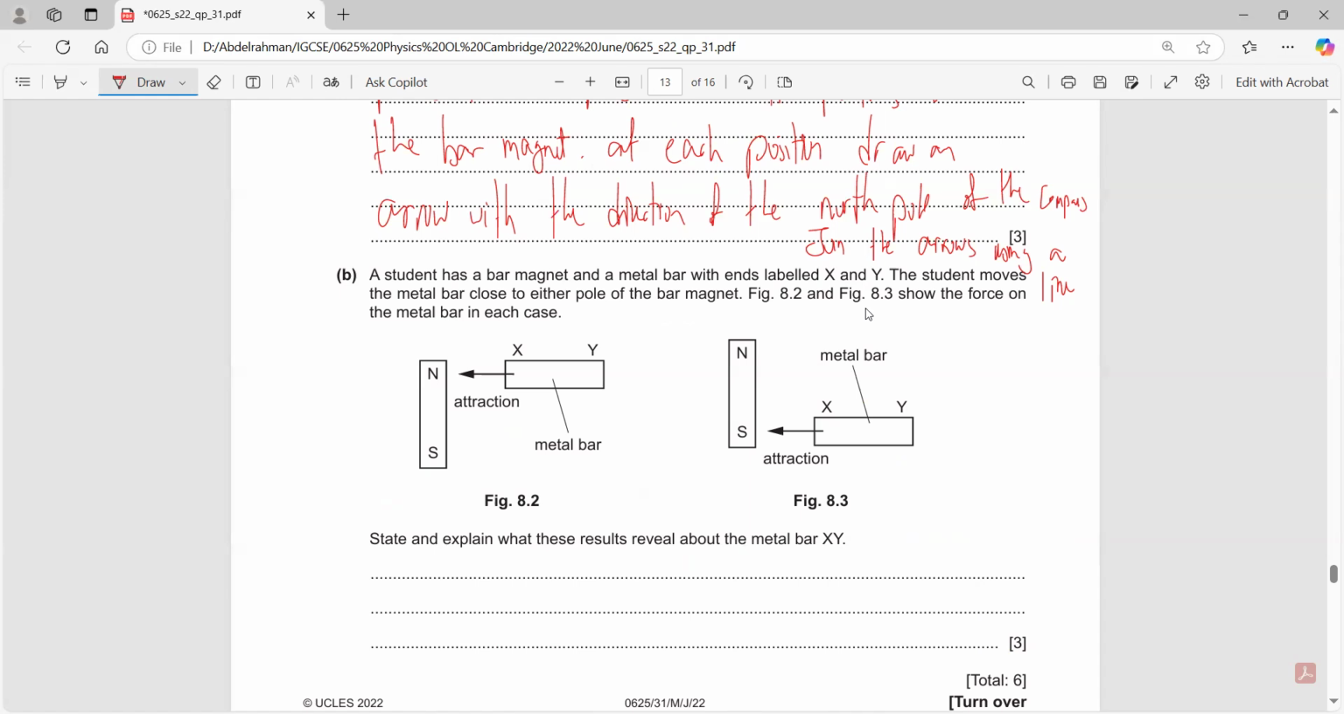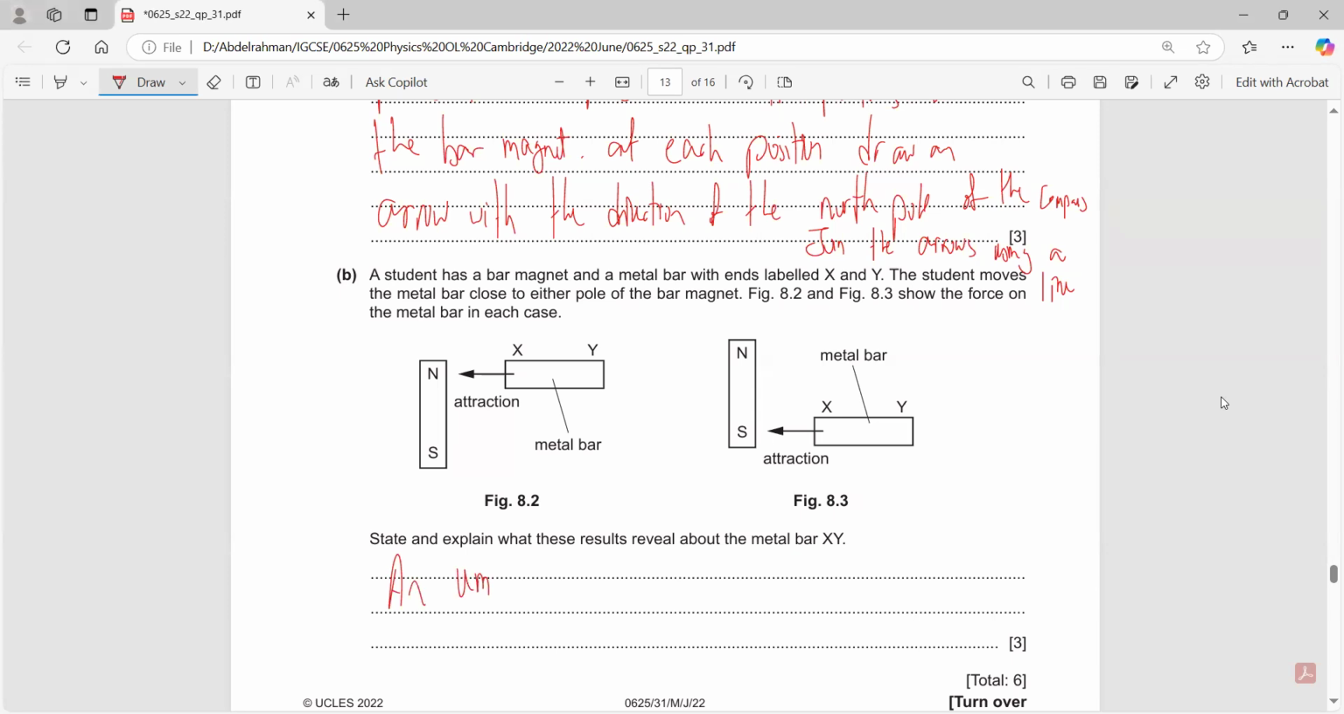I don't think so. It shouldn't be a magnet. This is an iron bar, isn't it? It's an unmagnetized metal. To be more specific, it's an unmagnetized piece of iron. Why? Because it attracts from both ends, from the North Pole and the South Pole. So it's unmagnetized.